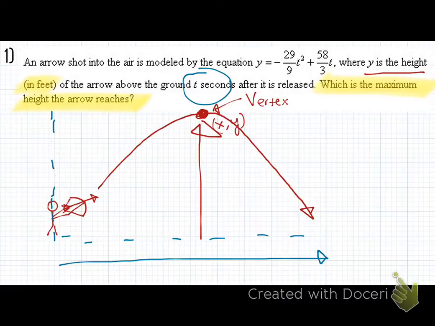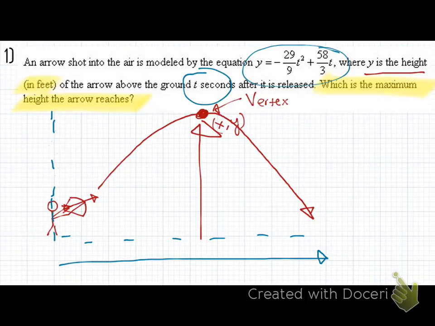So now that I know the story and what I'm looking for, I'm going to write down this equation on the side. So let's all write this down, the equation up here. Y equals negative 29 over 9 t squared plus 58 over 3t. I'll give you 10 seconds to write this down. Okay, cool. So you should have written that down.